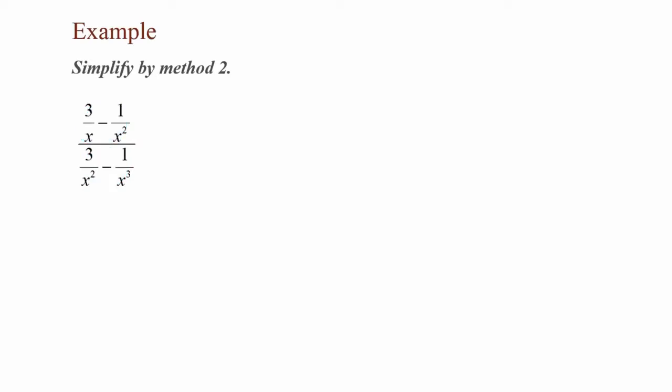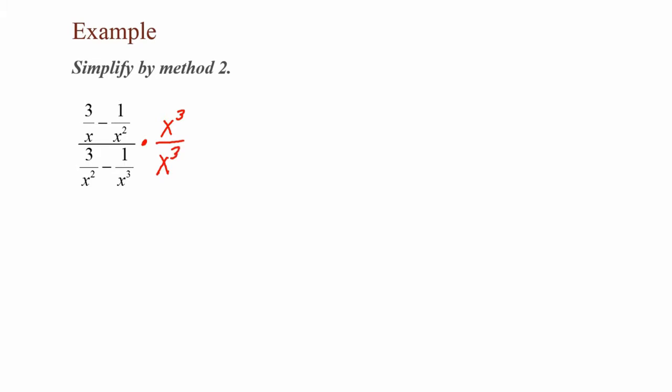Using method 2 to solve this problem, we want to look at x, x squared, and x to the third. Then we want to multiply it by something that will cancel out all of those terms. When you're looking for the least common multiple, you always look for the largest exponent, which in this case is x to the third. So we want to multiply this fraction by x to the third over x to the third.